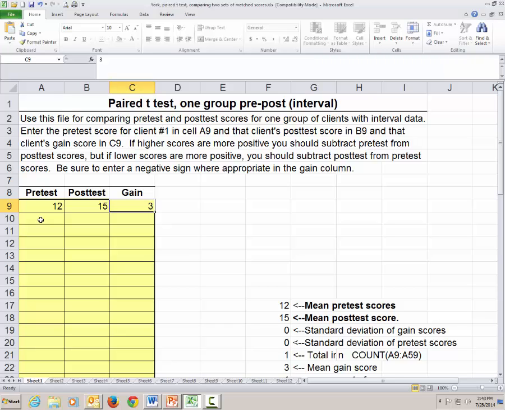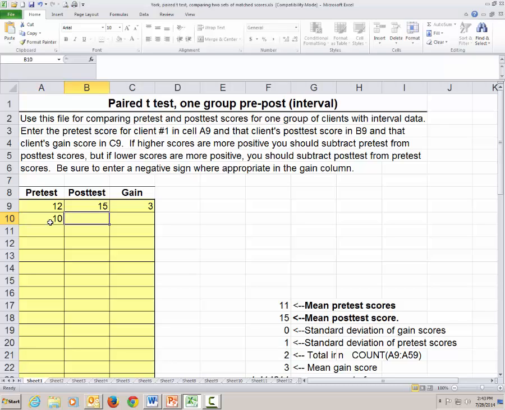If, for example, I had just entered scores for depression, and higher scores means more depression, 12 for pretest, 15 for post-test, that would mean depression had gone up. So I would have calculated the gain score here to be a -3, not 3. Okay? But let's stay with the self-esteem, meaning higher scores are better.